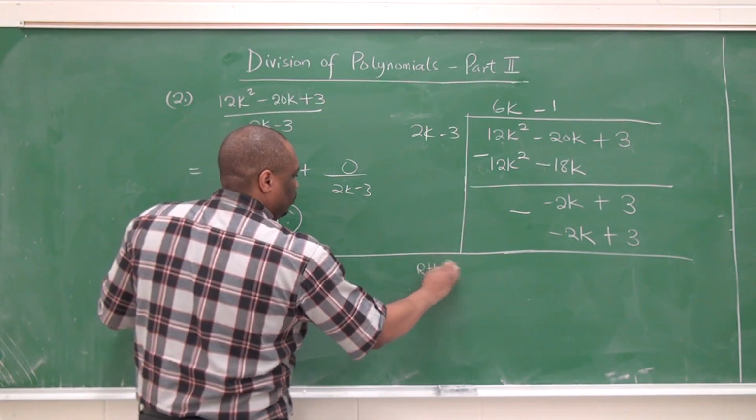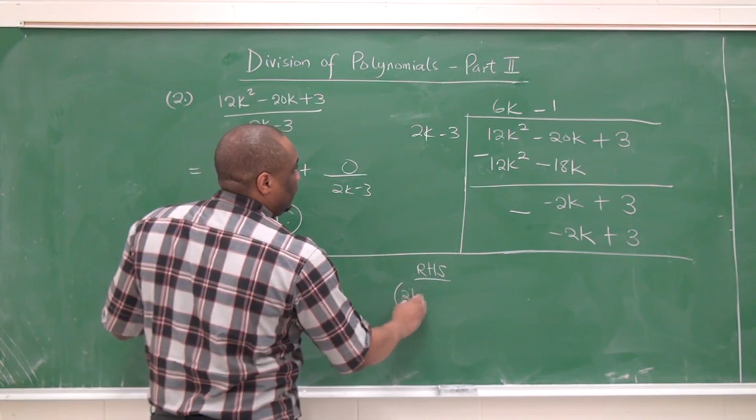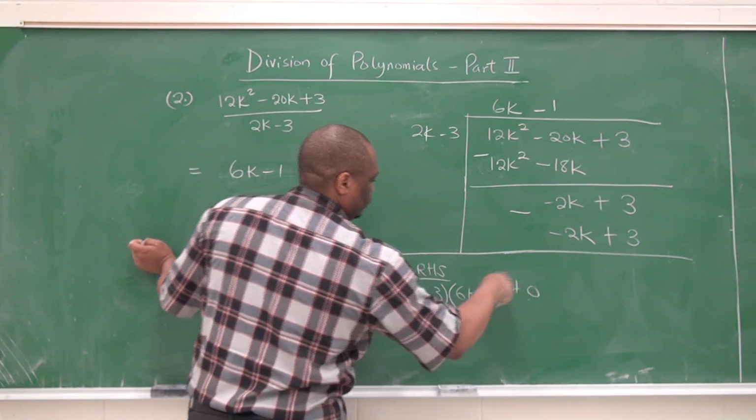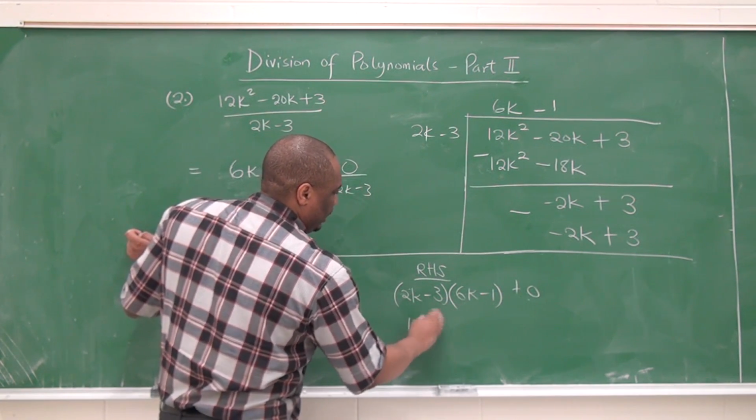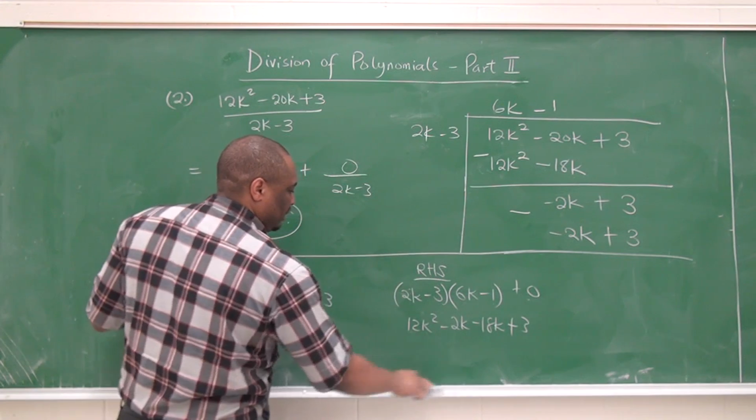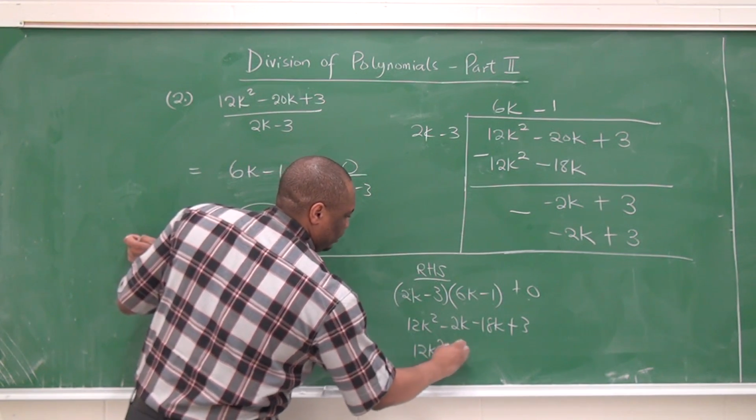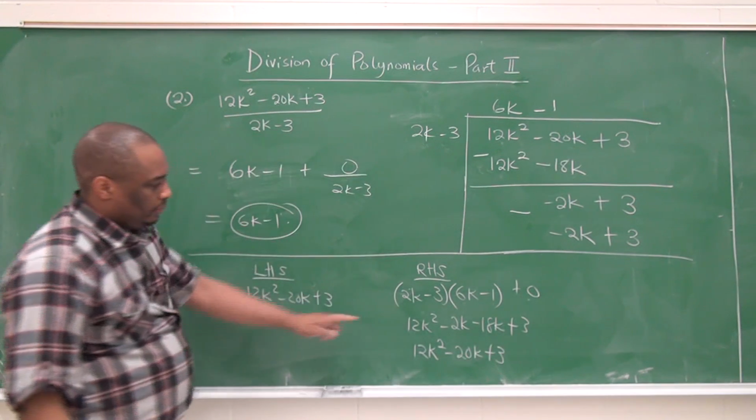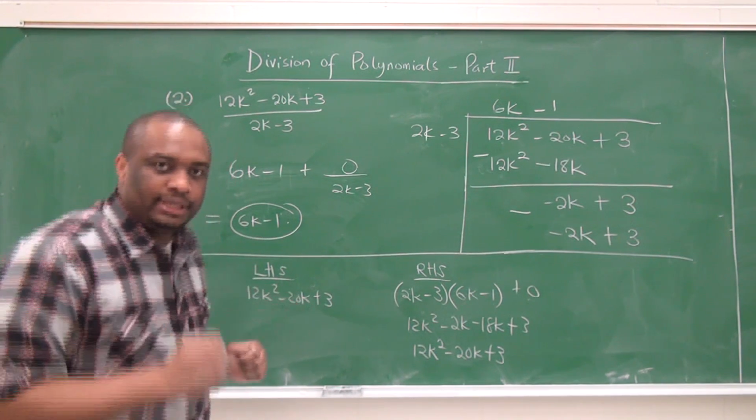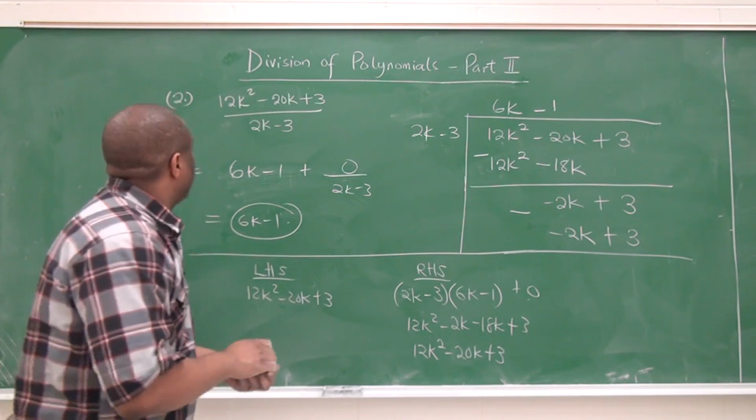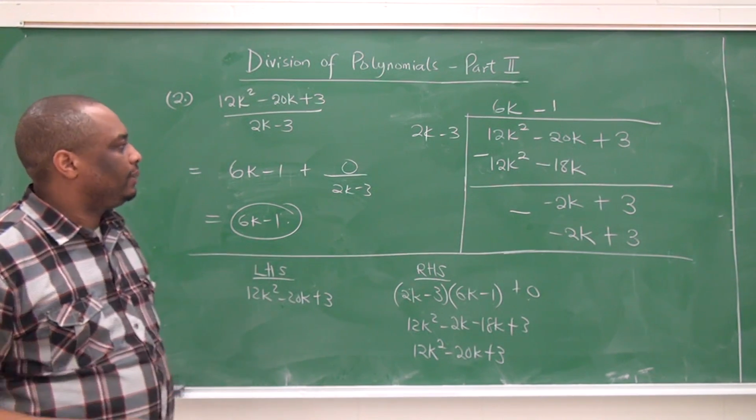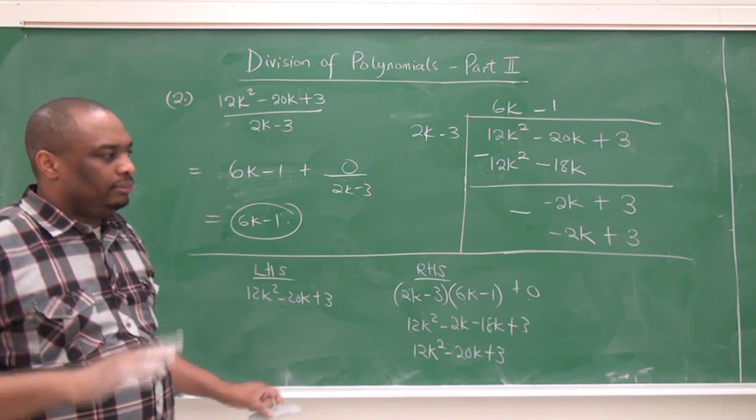Then the right hand side, well, let's multiply. The divisor is 2k minus 3 times 6k minus 1 plus 0. So 2k times 6k is 12k squared minus 2k minus 18k plus 3, which will give us 12k squared minus 20k plus 3. Left hand side and right hand side are equal. You do some exercise, or you drink water, or you jump. Like I said, pause the video, do it, and then try it. And if you don't understand it, contact me.